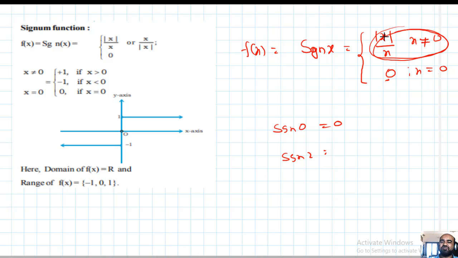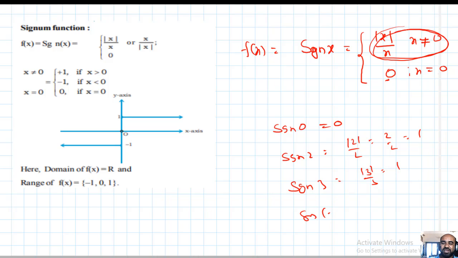What is signum of 2? Instead of x, write 2. So mod 2 by 2. Mod 2 means 2 only. 2 by 2 is 1. Signum of 2 is 1. What is the signum of 3? Signum of 3 is mod 3 by 3. Mod 3 is 3 only, so the value is 1 only.